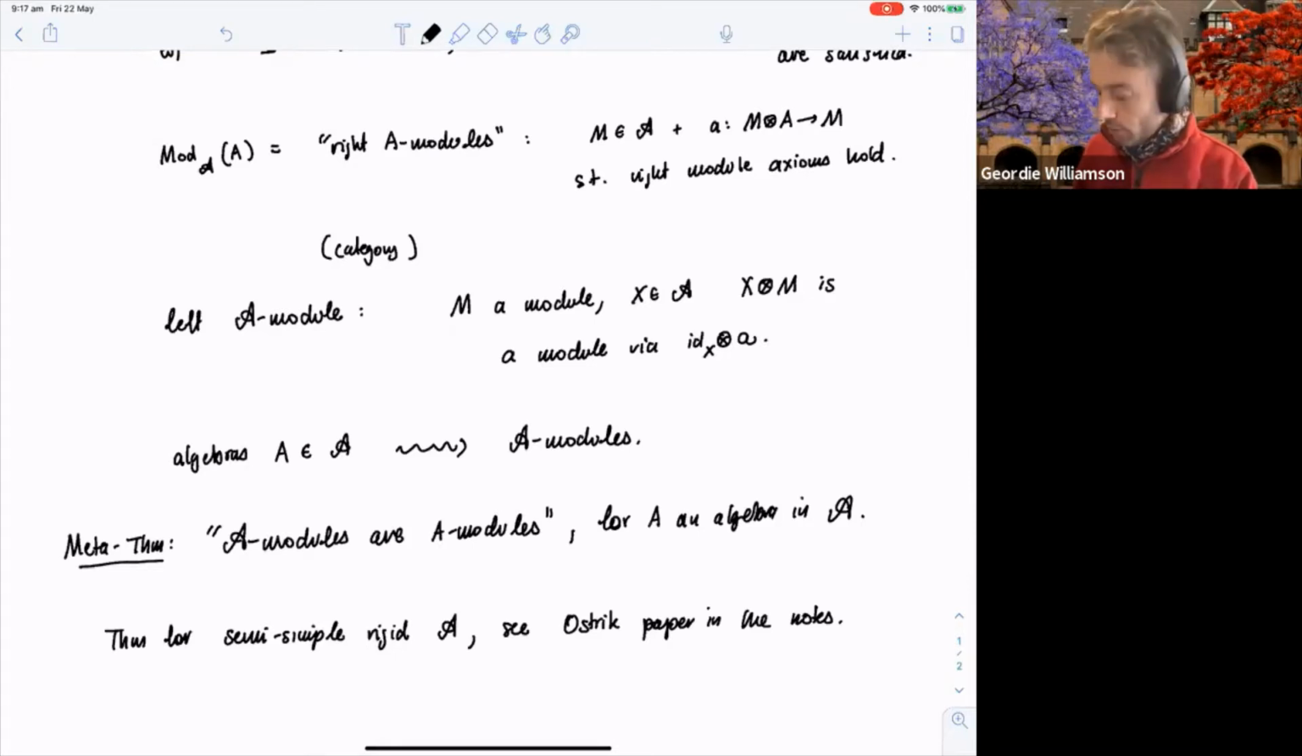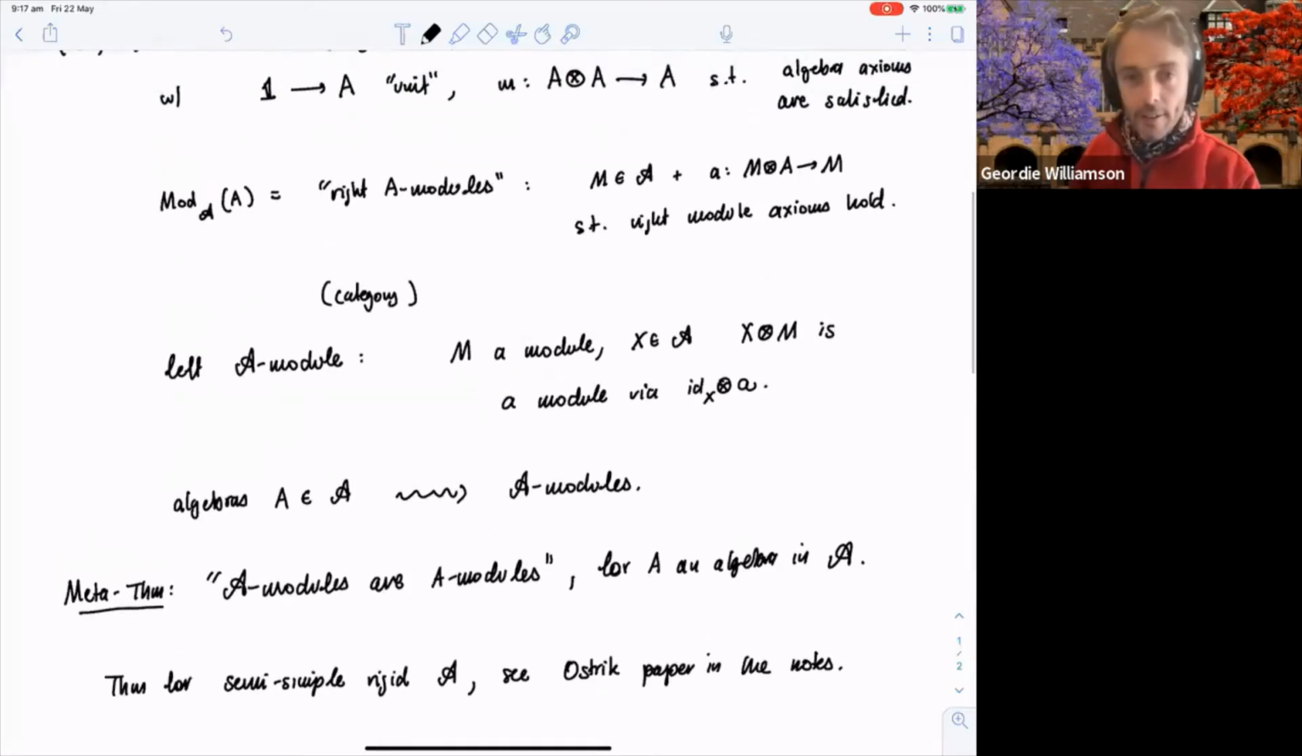Okay, so just to repeat, the slogan is that we started off with this external search for modules over our monoidal category, and one can turn this into an internal search for algebras within our monoidal category. So if there's any questions, let me know.